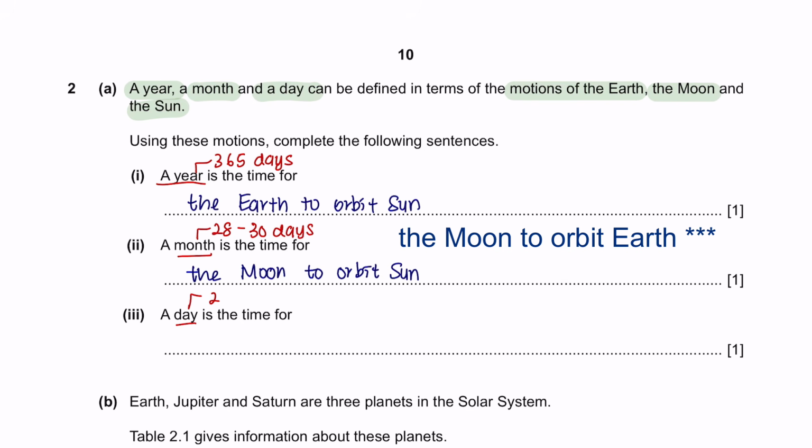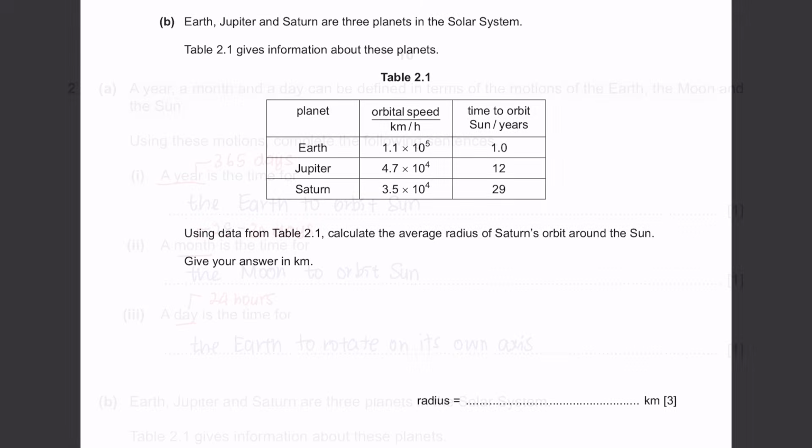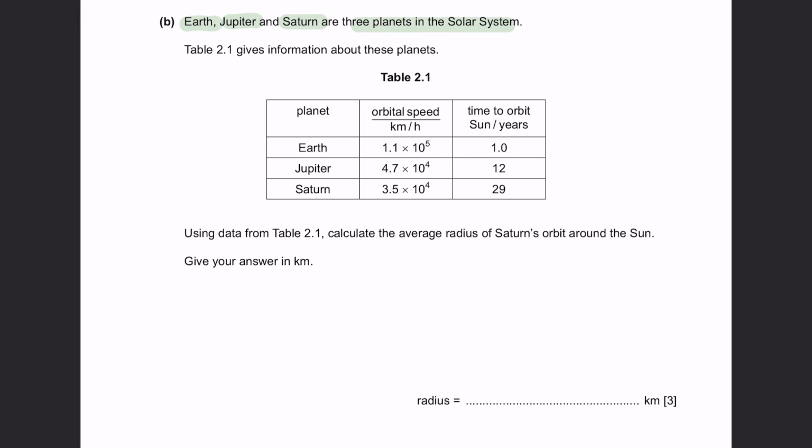And a day, which consists of 24 hours, is the time for the Earth to rotate on its own axis. Question B. Earth, Jupiter, and Saturn are 3 planets in the solar system. Table 2.1 gives information about these planets. Using data from Table 2.1, calculate the average radius of Saturn's orbit around the Sun.